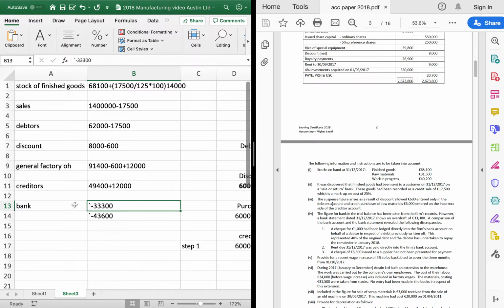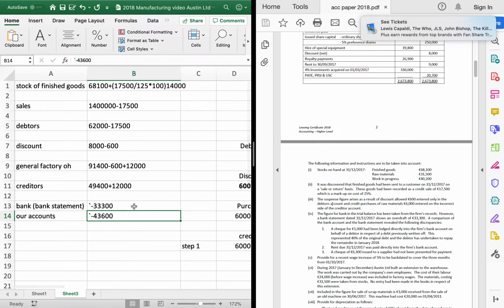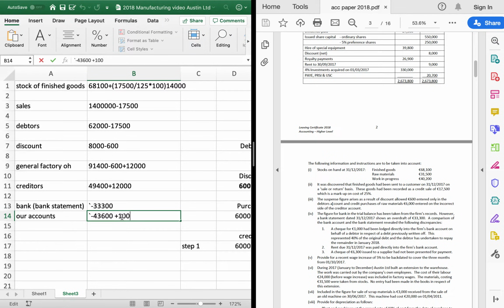I'm just going to the bank. So this here is what the bank statement says. I normally have these the other way around. This one doing this, and this is what our accounts say. And we have to make them equal. So a check for 1,000 has been lodged directly to the firm's bank account. So it's in the firm's bank account, which is here, but it's not in our account, which is here. So we have to put this 1,000 in there.